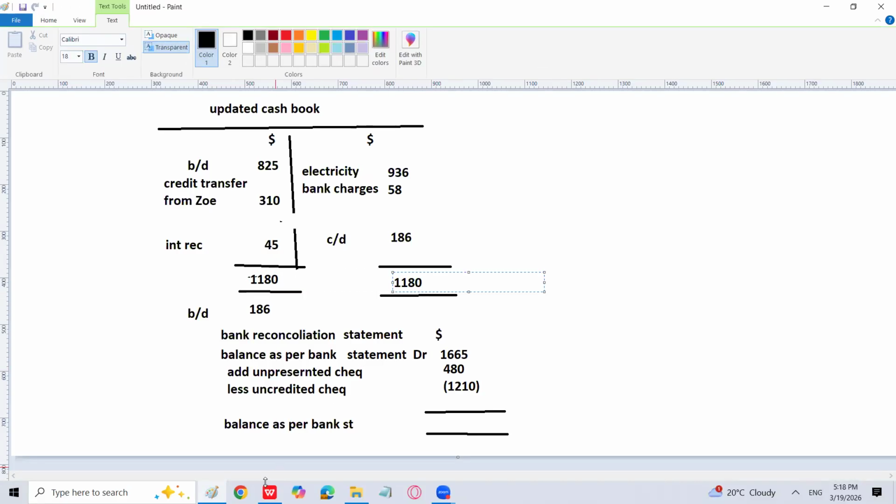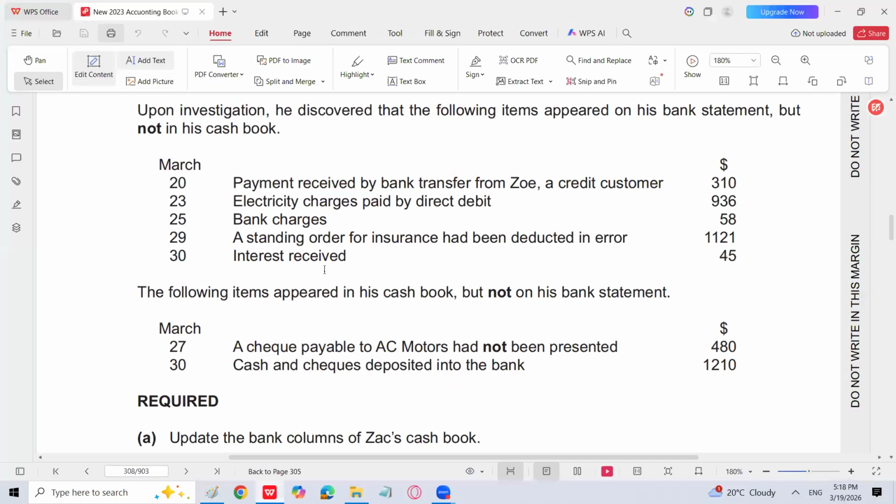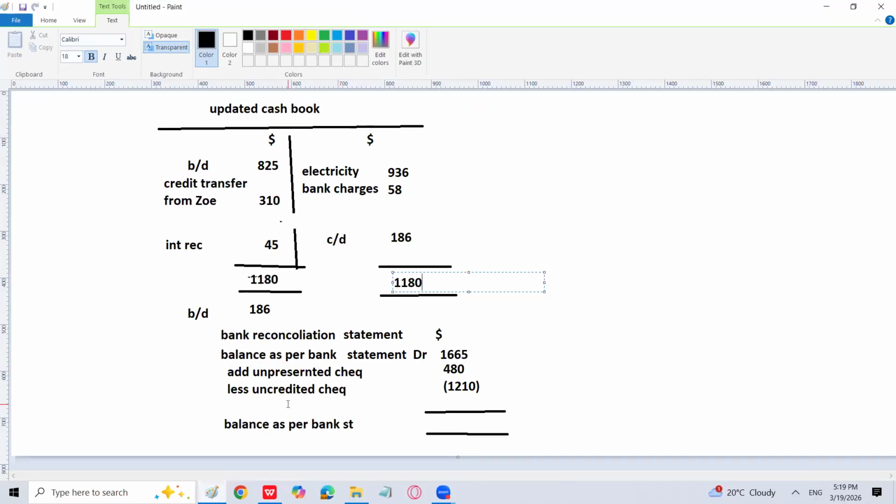Now let's talk about that particular point. The standing order for insurance has been deducted in error by the bank, but not in the cash book. It will not be recorded in the cash book because this is the error made by the bank. The bank has wrongly deducted, so it has recorded it on the debit side of the bank statement. Now we have to give it a credit. Credit means it becomes uncredited checks. So it is going to be subtracted from here, 1121 being an uncredited check.